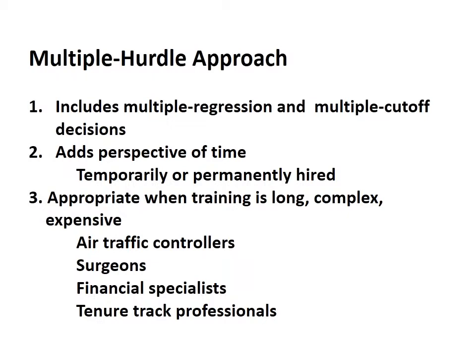The multiple hurdle approach generally means that we're going to set up a system where there is a series of selection batteries. So each time that you go through a process of getting the job, you're basically taking a multiple regression, so multiple predictors that determine whether or not you move on in the process. However, as you move on in the process, then you hit another set of predictors with a cutoff. So this adds the perspective of time from the multiple cutoff approach to the multiple regression approach.